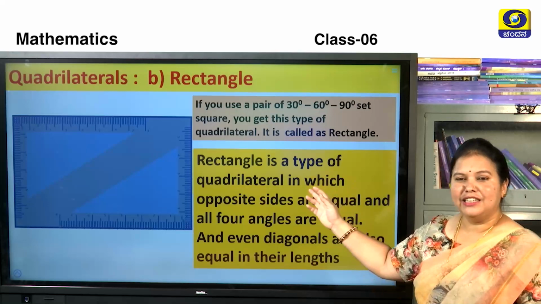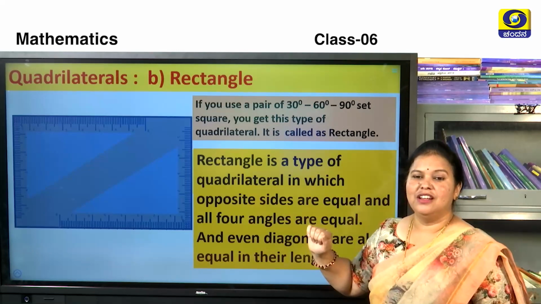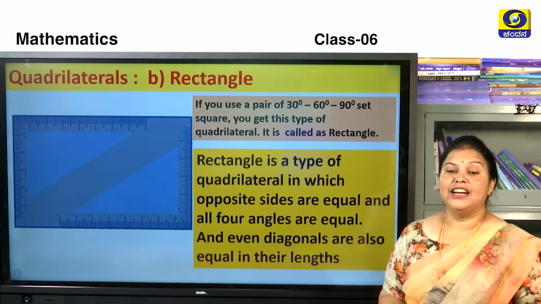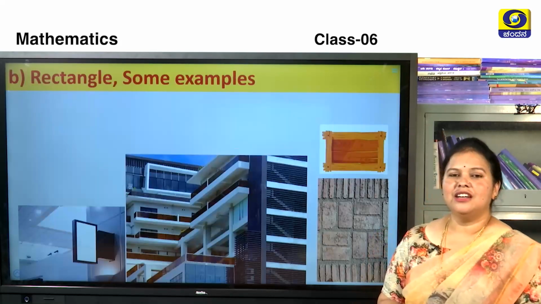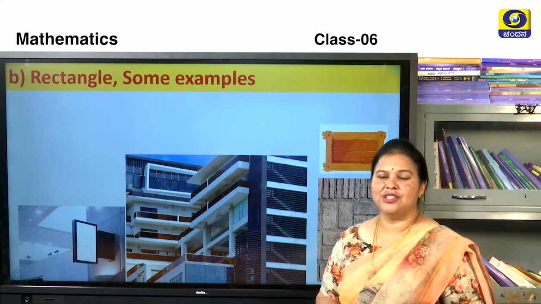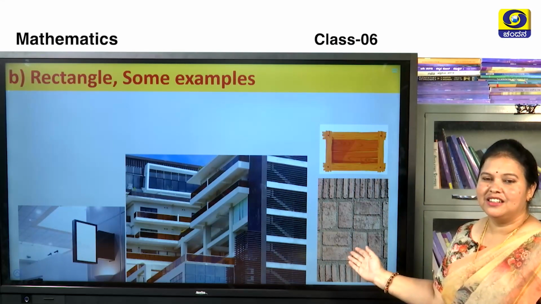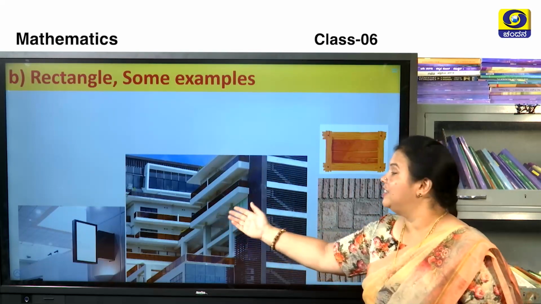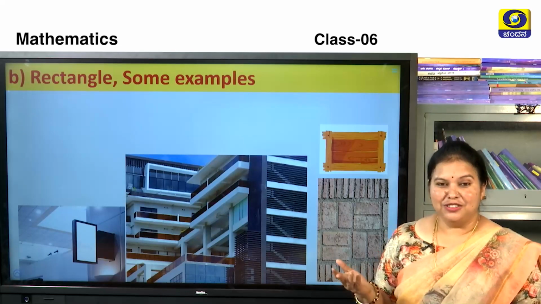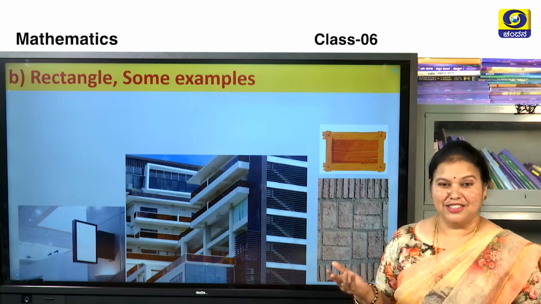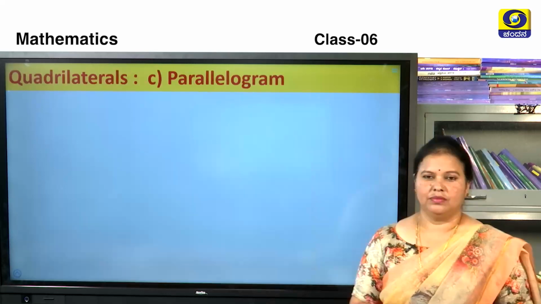Children, a rectangle is a type of quadrilateral in which opposite sides are equal and all four angles are equal, and even diagonals are also equal in their lengths. Understood, children? Here are some examples of rectangle shaped objects which we see in day-to-day life. Photo frame is there, brick is there, and building design you see, and signboard, that's also in rectangular shape, and blackboard, duster, and even your mobile, notebook, and your instrument box. Everywhere you can find rectangular shapes around us, isn't it?